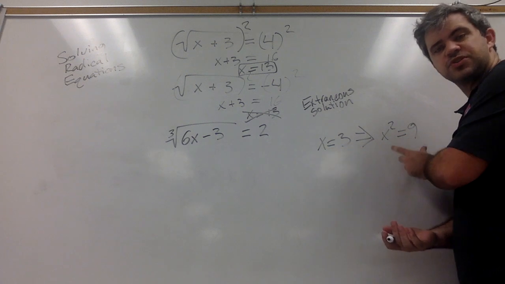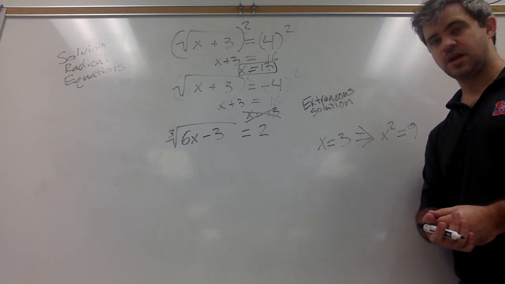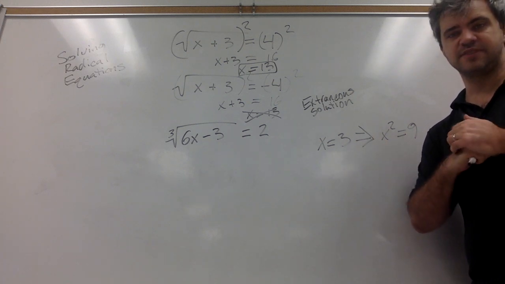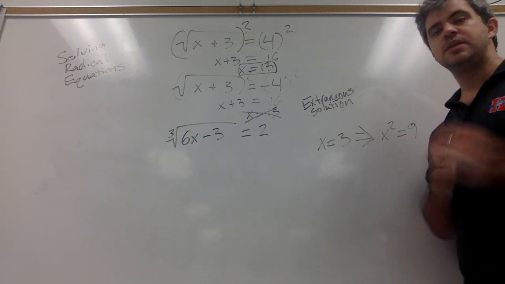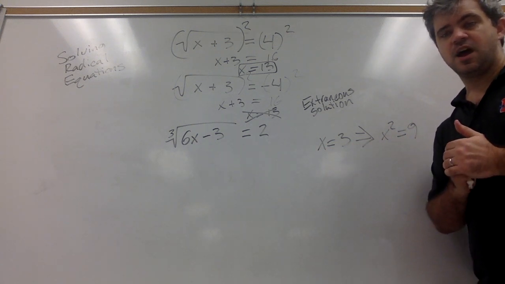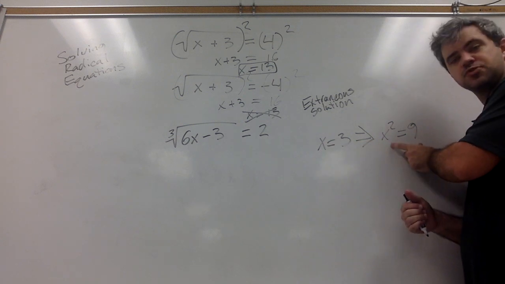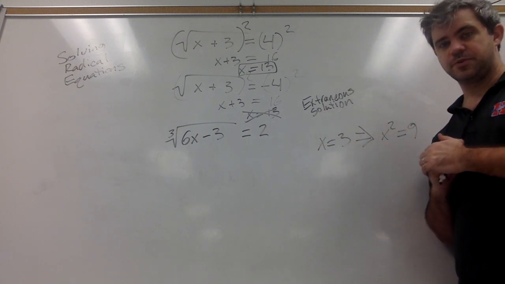Whenever we square both sides here, we create an extra solution. And sometimes that solution is valid, and sometimes that solution is invalid. So whenever we do that step of squaring both sides, we need to check the validity of our solutions, because even though this makes this true, this doesn't always make this true. Okay?